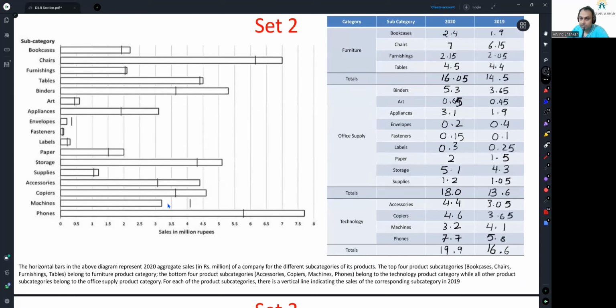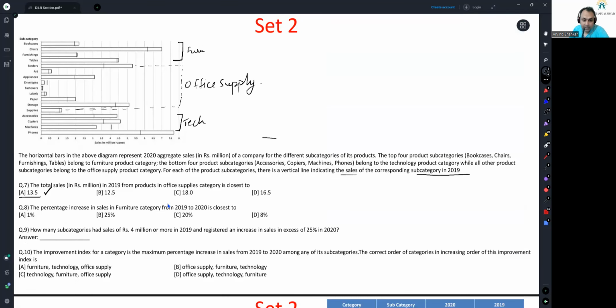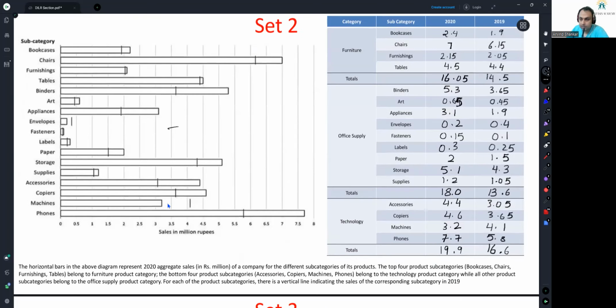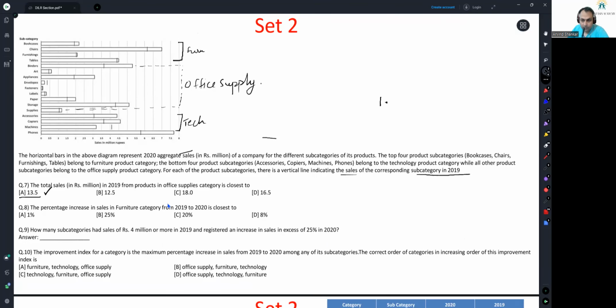Next we have the other question. The percentage increase in sales in furniture category from 2019 to 2020 is closest to. Furniture category, we are looking at increase in sales. So 14.5 to 16.05. We have got 1.55. 1.55 by 14.5. Can you see this is roughly equivalent to 10%?